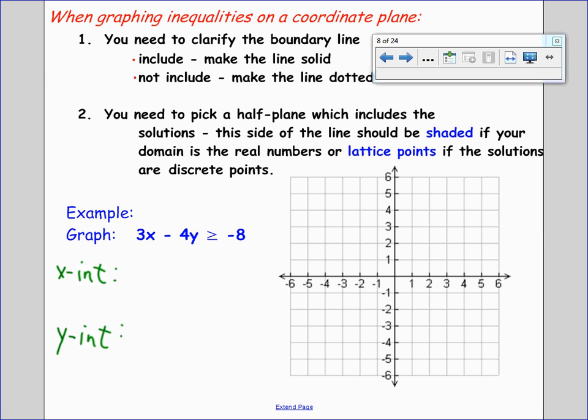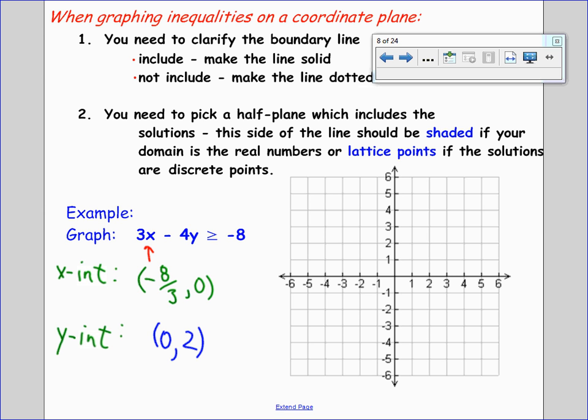So let's get the x-intercept by plugging 0 in for y. If I plug in 0 for y and solve for x, I get x equals -8/3, comma 0 would be the x-intercept. So I'll write that: -8/3, comma 0. If I plugged in 0 for x and solved for y, I would get y equals +2. So the y-intercept would be 0, comma 2.